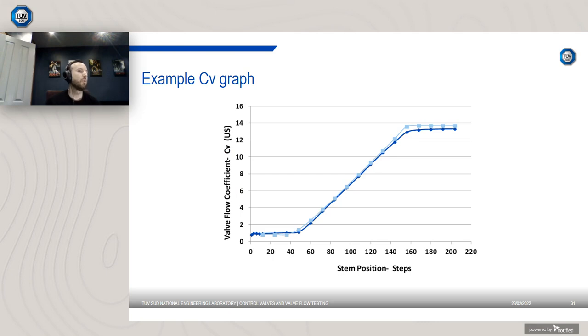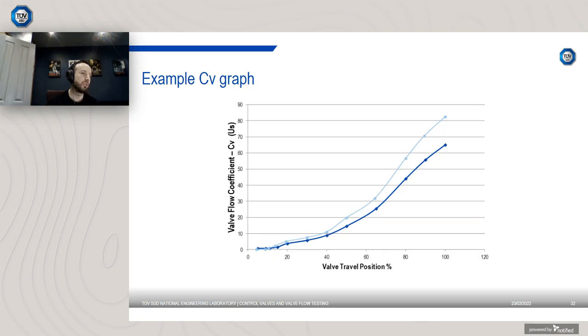So this is an example. This was, I think, a choke valve that we tested, and the light blue is the NAL test data. The dark blue was the predicted data from the manufacturer. And in this case, there was quite good agreement. So this gave the end user confidence that the valve was going to meet its duty properly.